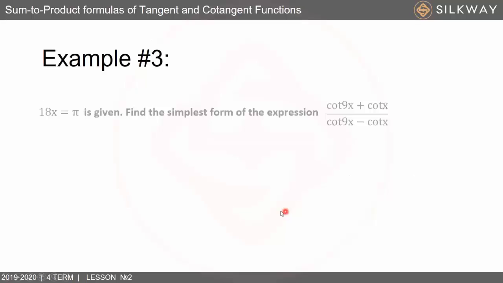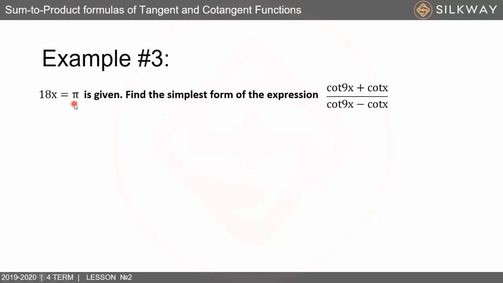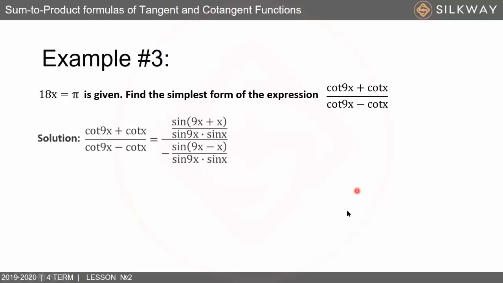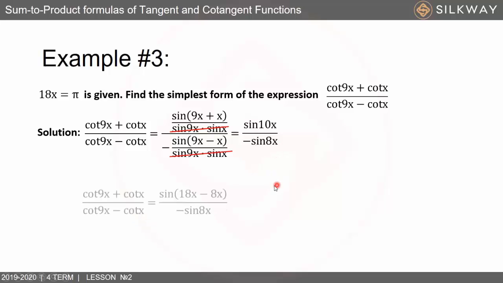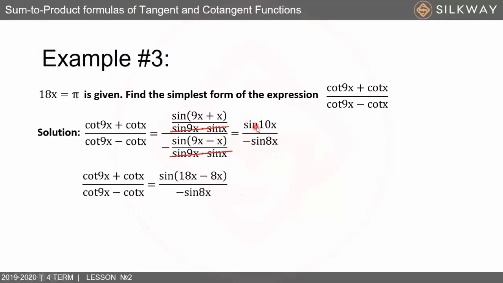Look at this example. 18x equal to pi is given. This is information, okay? Find the simplest form of the expression cotangent 9x plus cotangent x over cotangent 9x minus cotangent x. And okay, we use our formulas, and we will take this expression, and then we just simplify denominators, okay? And then we will have sine 10x divided by minus sine 8x. Okay, next we can take this sine 10x like sine of 18x minus 8x.